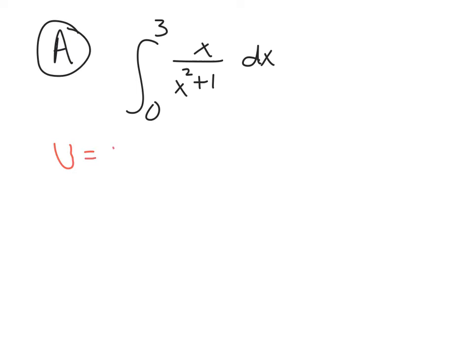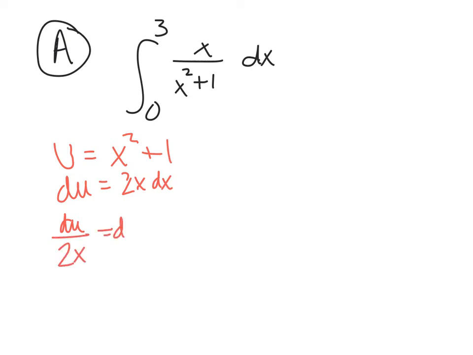So I'm going to start with my u as x squared plus 1, and I'm going to differentiate that function, and I get 2x dx. And when I solve for dx, I get du over 2x equals dx. So let's go ahead and substitute that in and see if our integration works. So I've got x over u, and in place of the dx, I'm putting in that du over 2x.